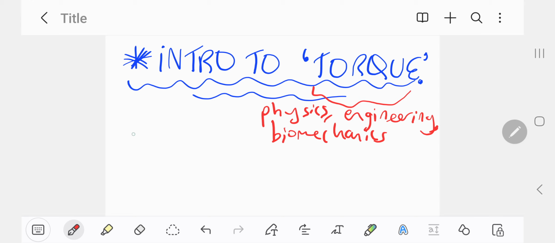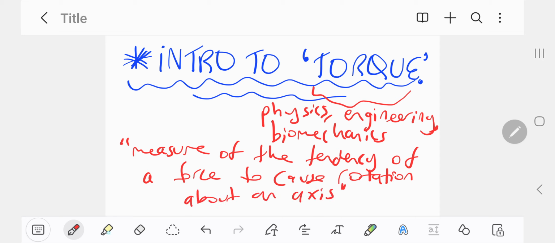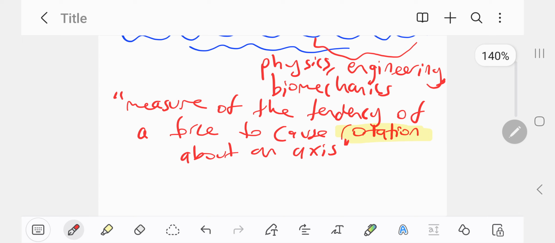The best way I can define torque is the measure of the tendency of a force to cause rotation about an axis. I think that's the best way to put it. The key word here is rotation. So torque, you can think of it as like a rotating force, loosely speaking. It's not quite correct, but that's how you can really picture it. It's basically something that causes rotation.